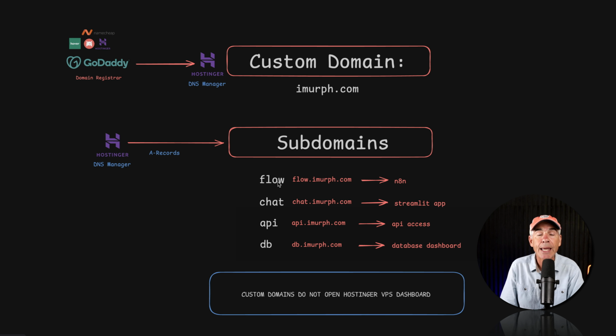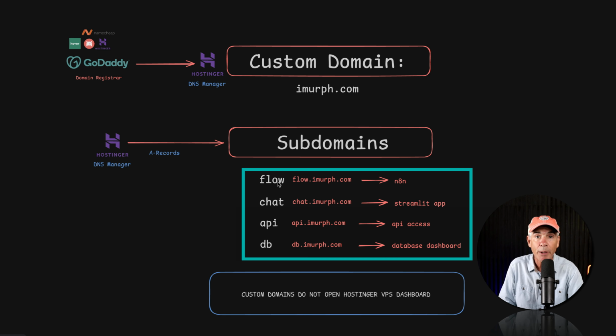You are going to take any domain name that you already own. Any domain registrar is fine. You're then going to add the custom domain name in your Hostinger VPS dashboard in the DNS Manager. Once you add a custom domain, for me, I added the custom domain imurf.com, that unlocks your ability to create unlimited subdomains.